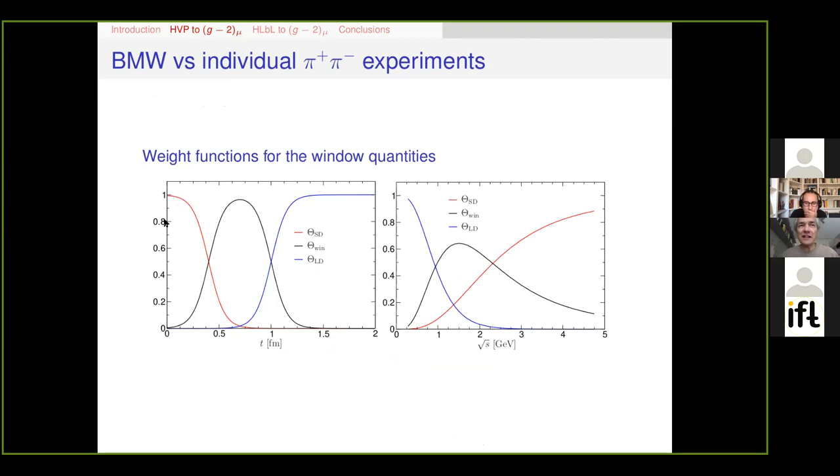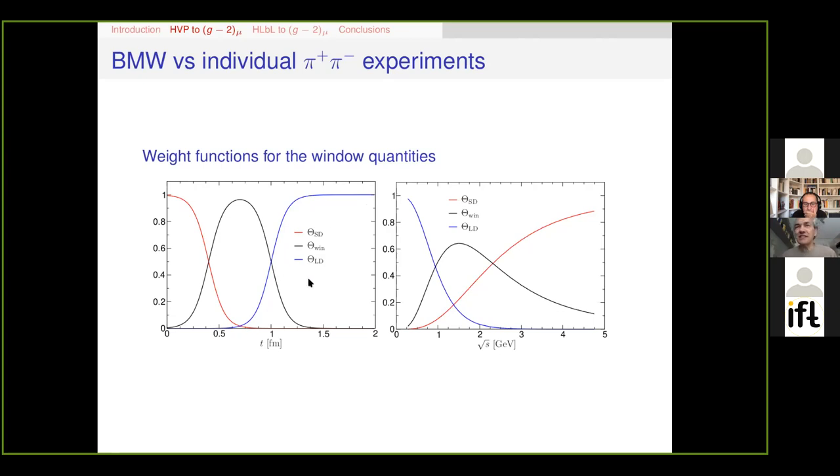integrating with weight function one over all time, you can decide to split the integral into three contributions. The red line has contribution mostly from short time, so it's called short distance. The black line is the window quantity, in the middle, so you remove short and large distance. And then you have the large distance window, and this has a lot of noise problems, whereas the short distance is more sensitive to the continuum extrapolation.